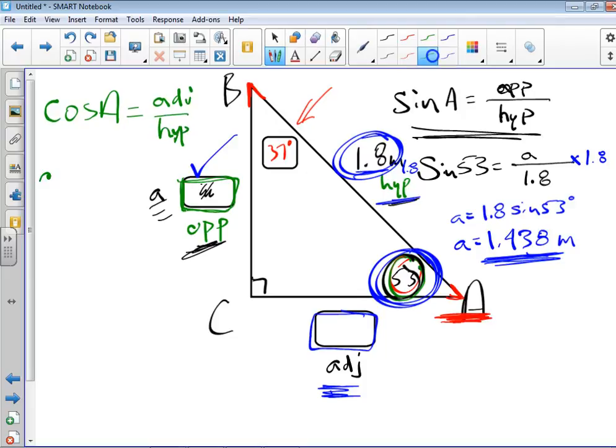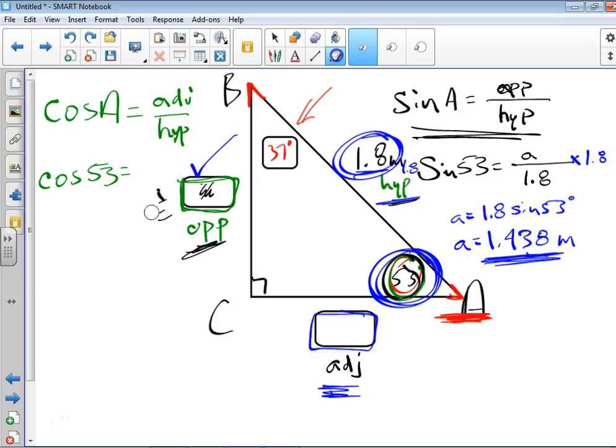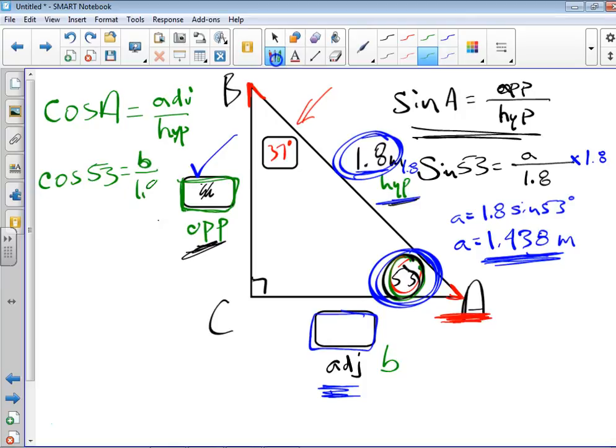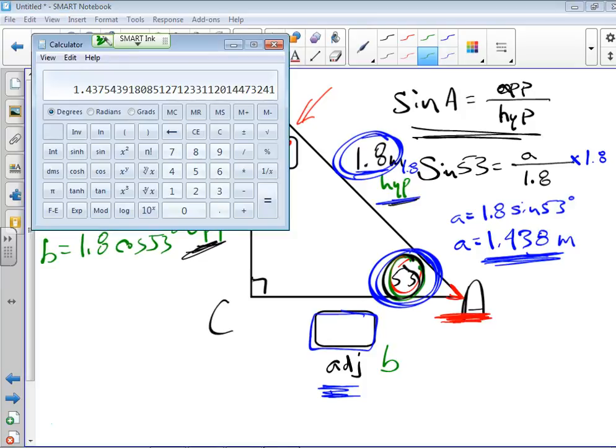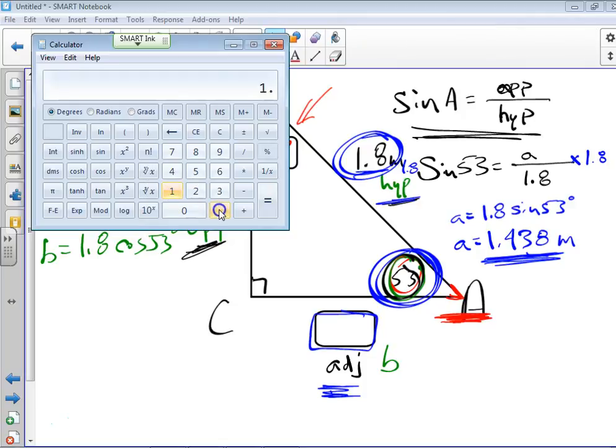And in this case, that means the cosine of a 53-degree angle is equal to the adjacent, which I don't know, that would be technically called lowercase b, over 1.8. And so, in a similar fashion, I find out what b is. I multiply both sides by 1.8. So 1.8 times cosine of 53, and I get 1.083.